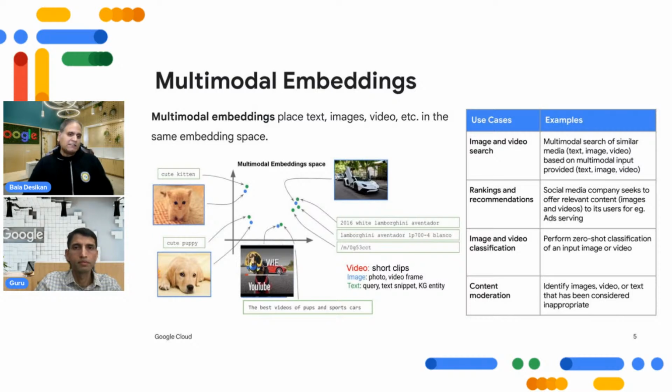So there are a number of use cases here for multimodal embeddings. You could do image and video search. So you could give a picture, and search on that image and find all relevant content to that. You can search video. You can do rankings and recommendations. You can do image and video classification, perform a zero-shot classification of an input image or video. You can do content moderation. You can identify images, video, text that has been considered inappropriate. And there are so many other use cases that multimodal embeddings can enable.